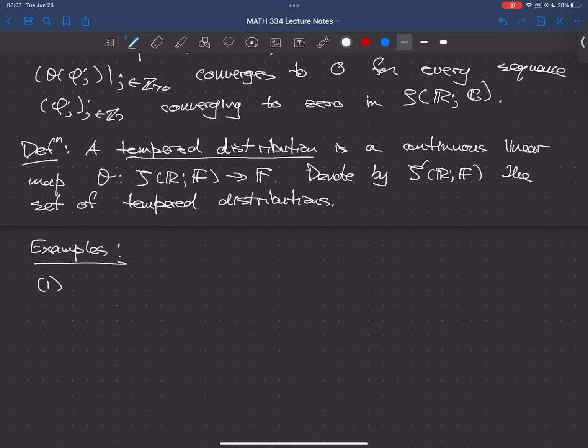And so when we talked about D prime, we decided that the natural class of regular signals that we would regard as elements of D prime were the things which were locally integrable. So what will be the natural class of regular signals that we can regard as tempered distributions? Well, let f be a signal, and I'll say that it has this property of having slow growth.